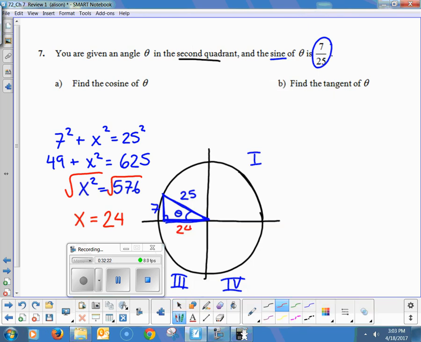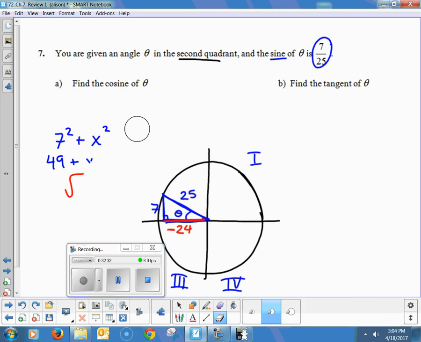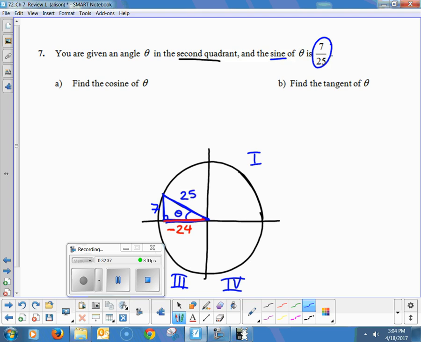There's a little trick here. It told us that we're in the second quadrant, which means the cosine must be a negative value. That said, we can now find the cosine of our angle theta. Cosine is adjacent over hypotenuse. And our adjacent side is negative 24, and hypotenuse is 25. So this is negative 24 over 25.